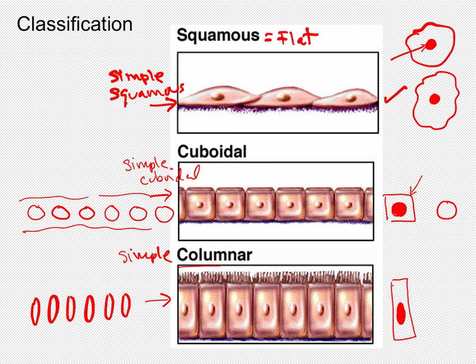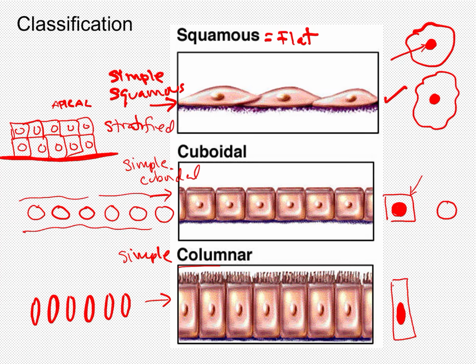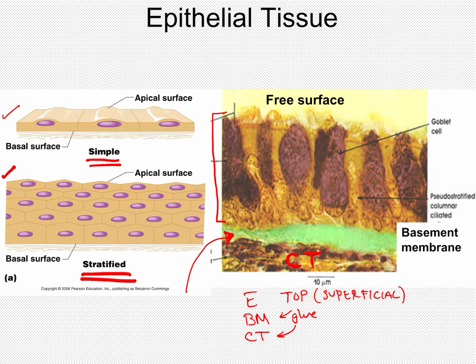To give you a stratified, all you need is more than one layer. So if I drew some square cells here, and I drew another layer of square cells here, okay, and then here is my basement membrane, or basal lamina. This is my apical layer. Then what I just drew is a stratified columnar. I'm sorry, cuboidal. It's cuboidal. Okay, so this is stratified cuboidal. So anything that's more than one layer is going to be stratified.